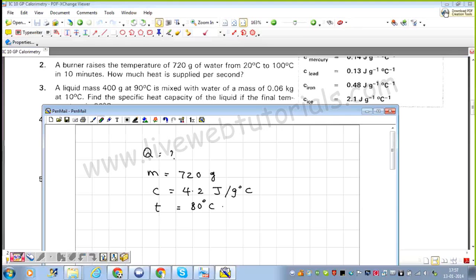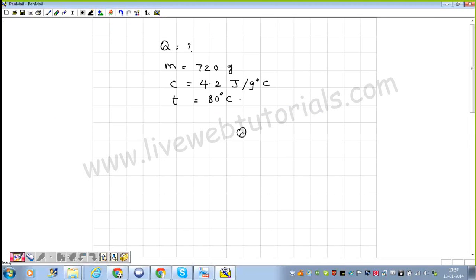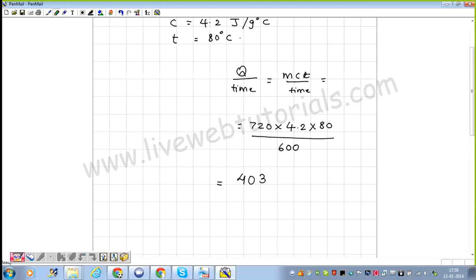And they have asked how much heat is supplied per second. Now time given over here is 10 minutes. That's 600 seconds. So the quantity of heat per unit time is equal to mct, or mc delta t, divided by time. Mass is 720 into c, that is specific heat capacity of water, 4.2, multiplied by difference in temperature, 80, divided by time given to you, 600 seconds. This will give us the final answer. It's amount of heat in joules divided by time in seconds, so it is going to be joules per second.